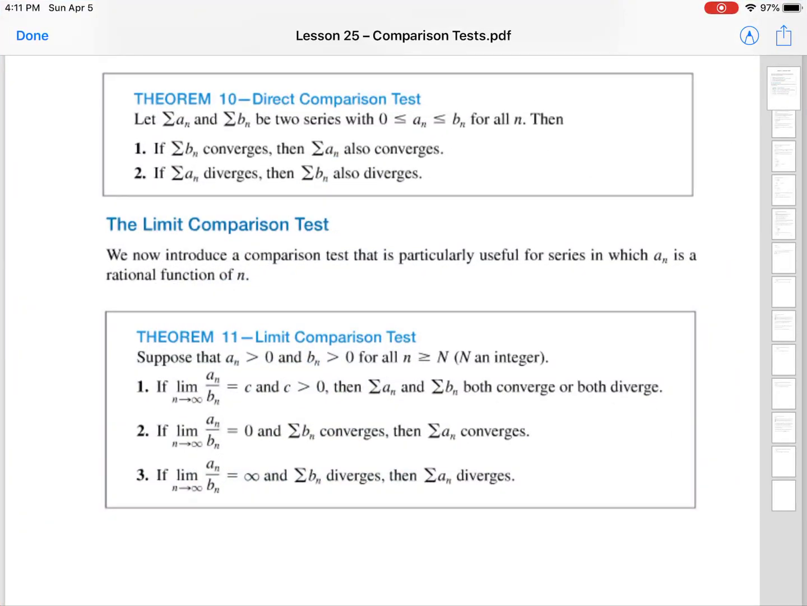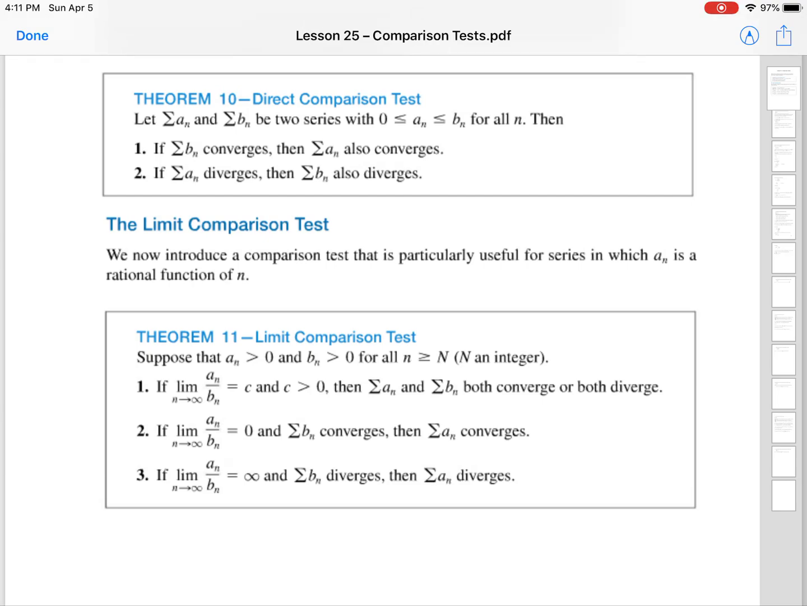Lesson 25, Comparison Test. You can also determine convergence or divergence of an infinite series by comparison test. And there are two comparison tests you can use. One is called a direct comparison test, and then the second one is called a limit comparison test. Now let me show you how the direct comparison test actually works.